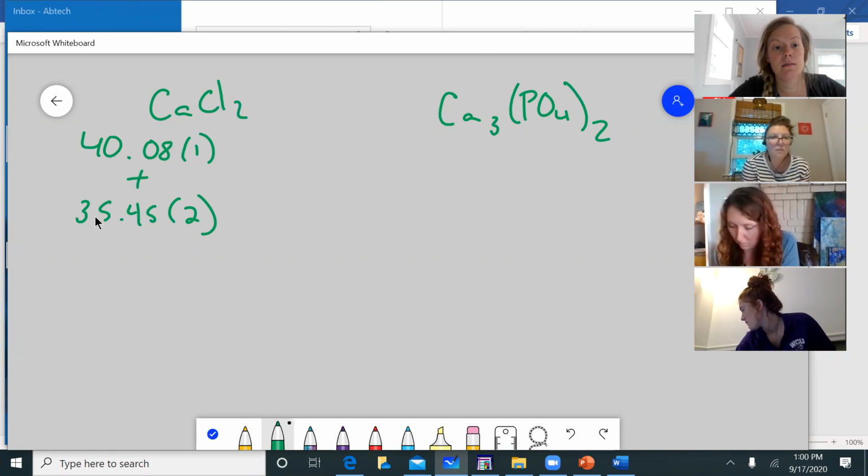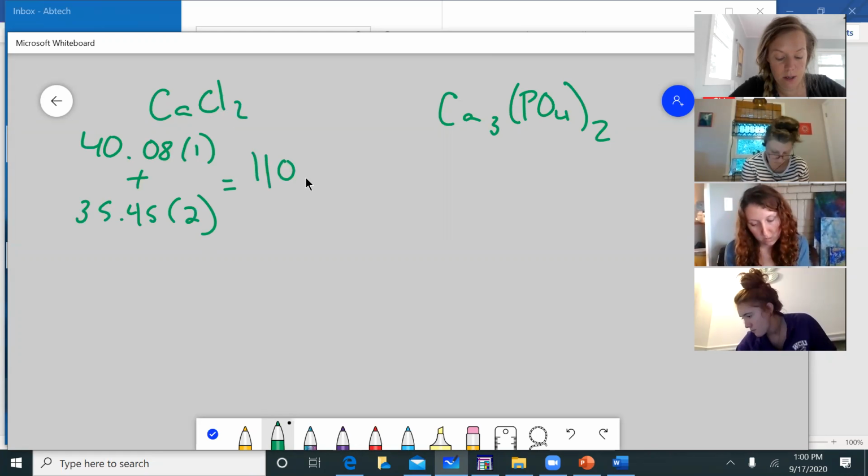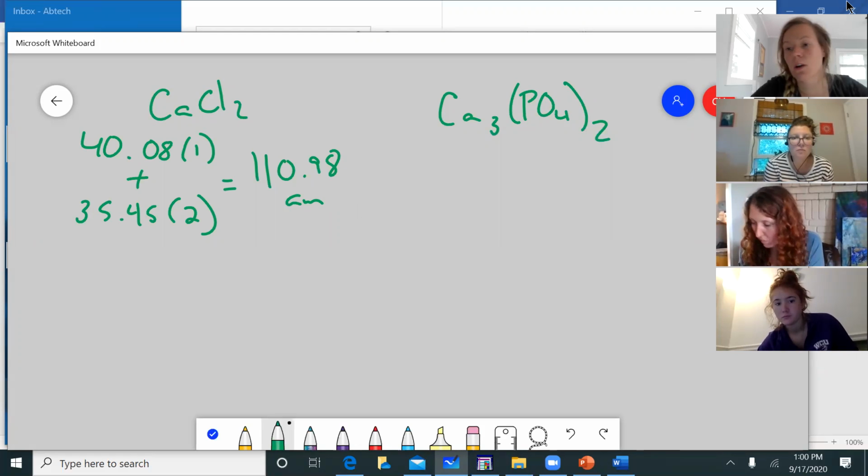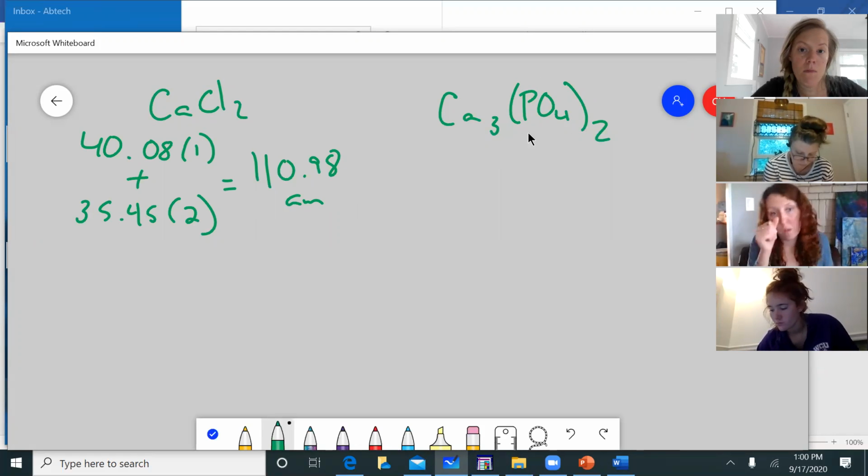So when I take this and add it to these 2 multiplied, I should end up with 110.98 AMU. If you had 111, that's okay. It's close enough. You will find that certain texts, homework, things like that are more or less strict about how many decimals they use. This one over here is a little bit more complicated.